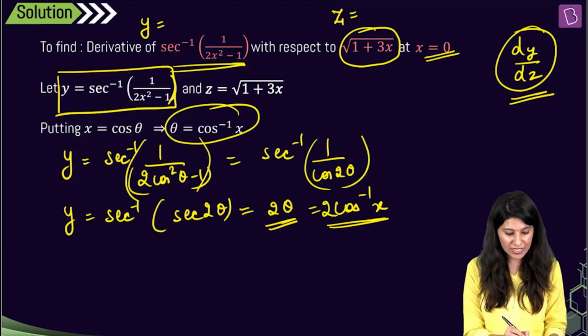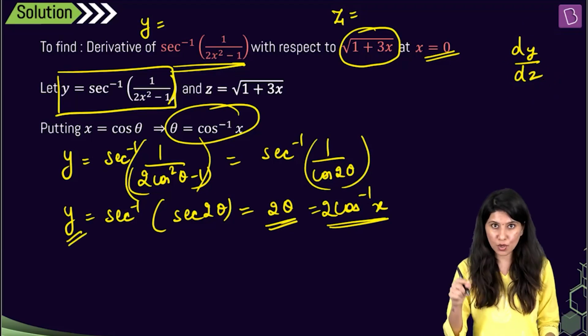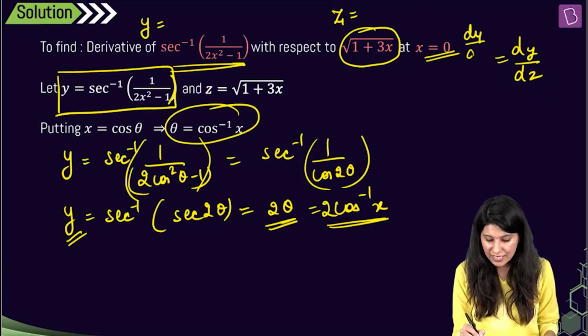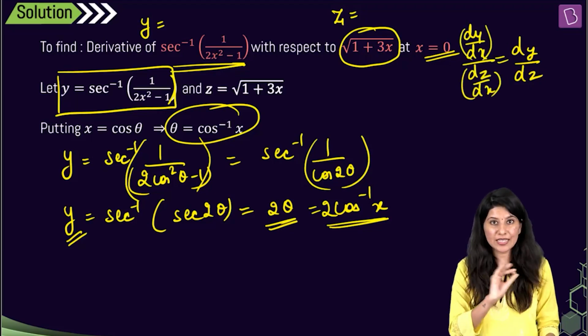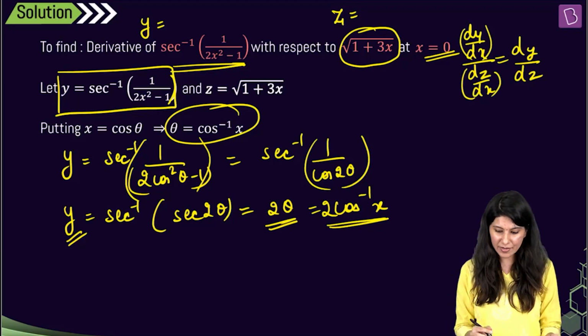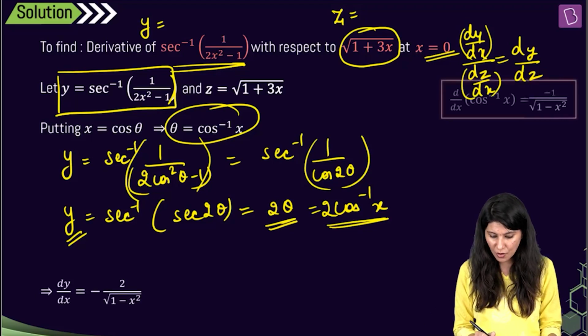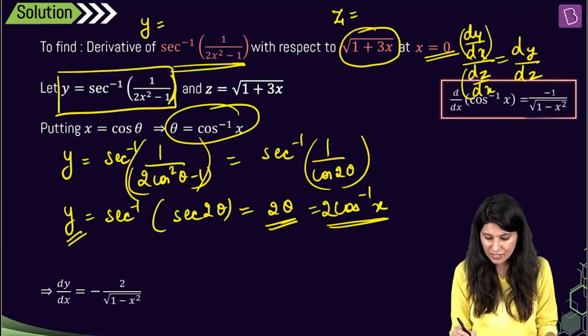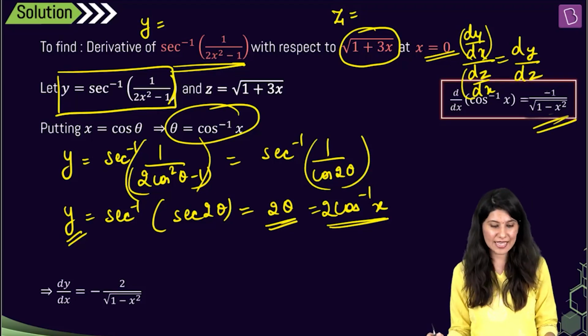Now we need to differentiate this y with respect to x, because what do you want? dy by dz, that's what we were discussing. So now dy by dx whole upon dz by dx. Can you individually, separately calculate dy by dx? Yes, of course. For that you need to know differentiation of cos inverse x. Differentiation of cos inverse x is minus 1 upon root (1 minus x square).